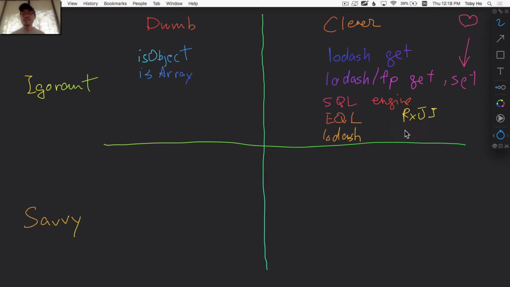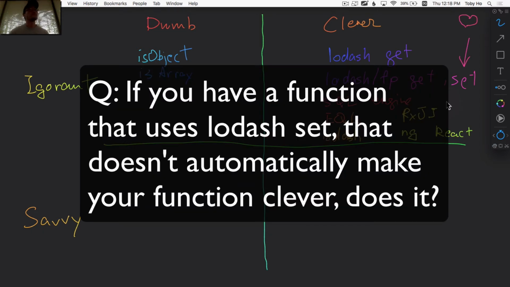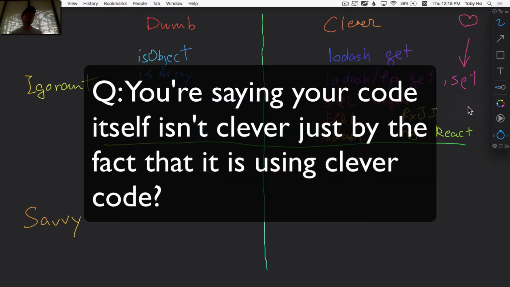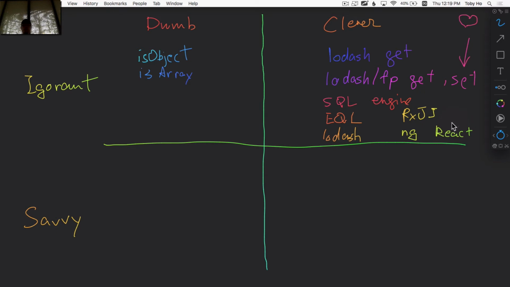If you are a framework, you probably belong here. So I would put Angular in here. React. If you write a function that uses Lodash set, that doesn't automatically make your function clever. Oh, I'm not saying the code that uses this. I'm saying the code within. Just the code within set. If you crack open Lodash set and look at it, it's actually very intricate. So you're saying your code itself isn't clever just because it uses other clever code. No, because you could have very savvy code that just happens to use the Lodash functions.